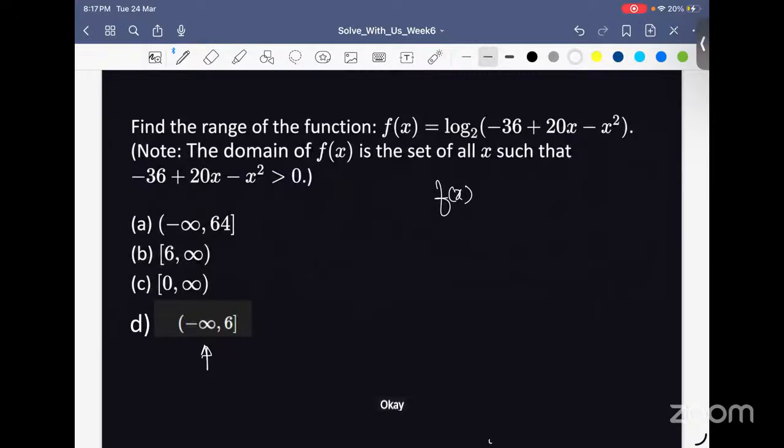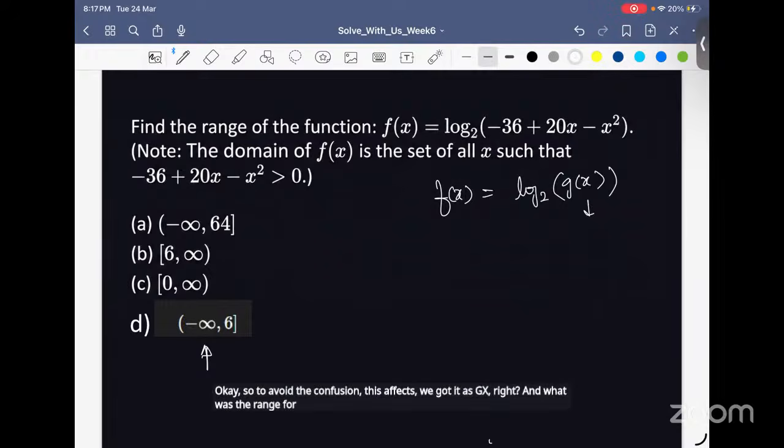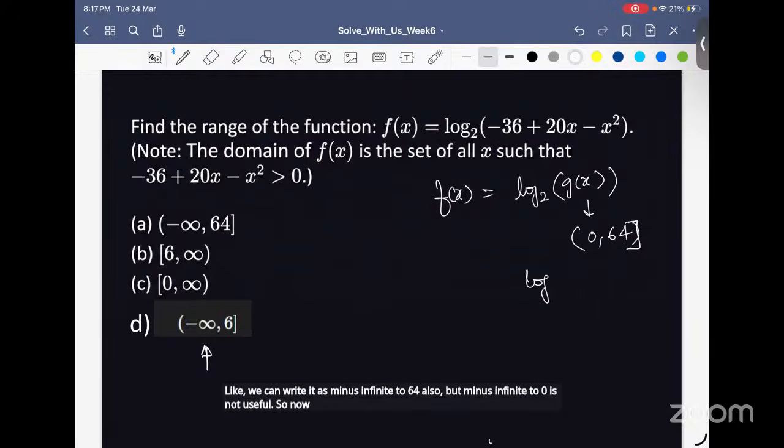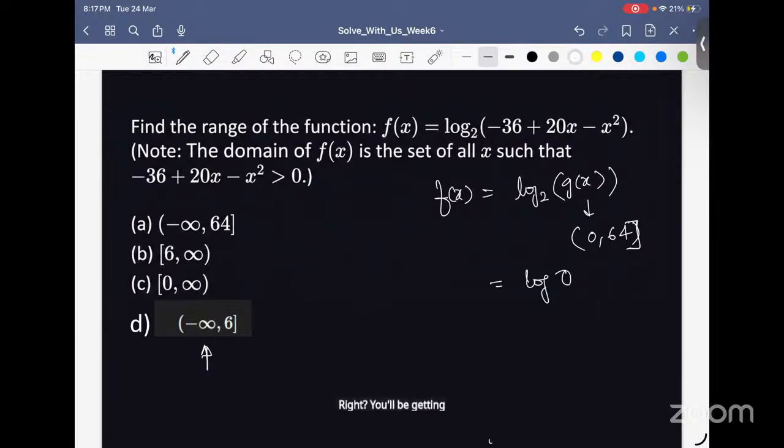Okay, so to avoid the confusion, this f(x), we got it as g(x), right? And what was the range for this g(x)? That was from 0 to 64. We can write it as minus infinity to 64 also, but minus infinity to 0 is not useful. So now we put log of 0, right? You'll be getting minus infinity around 0, right?